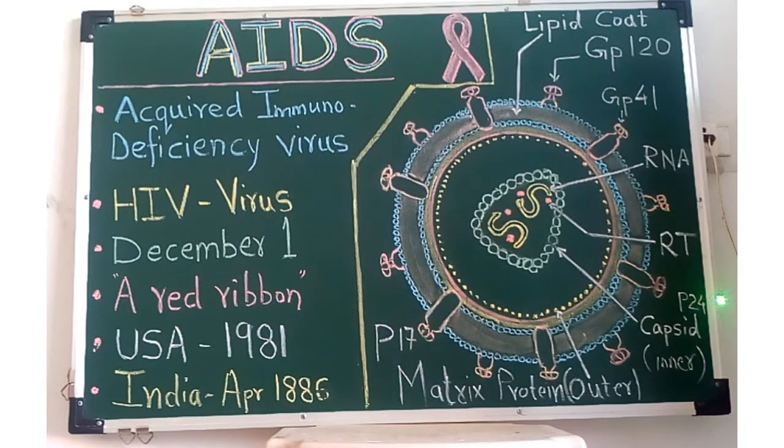Whereas P17 and P24 in the HIV virus are non-glycosylated polypeptide chains. This virus, as we can clearly see, is spherical in shape and is about 100 to 140 nanometer in diameter. So this is the structure of the HIV virus which causes AIDS.